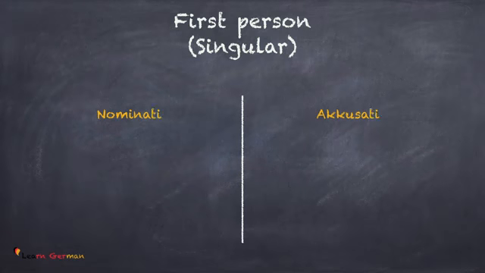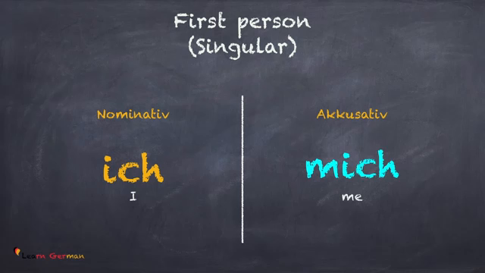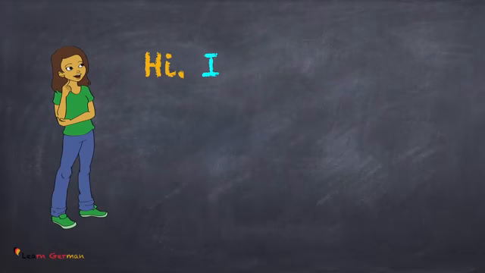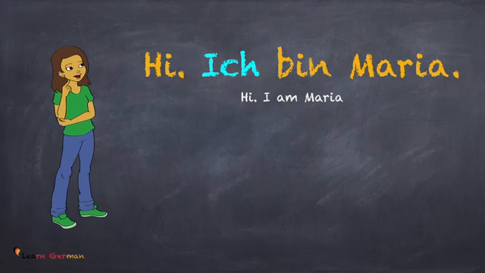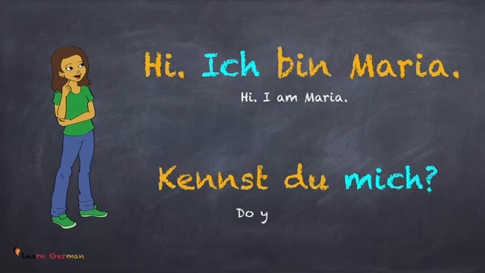Now let's learn the various accusative pronouns. First person singular ich in nominative has the accusative personal pronoun mich. Let's see how to use it. Hi, ich bin Maria. Kennst du mich? In this sentence, the nominative Subjekt would be du and the accusative object would be mich. Mich is used as the accusative form of ich.